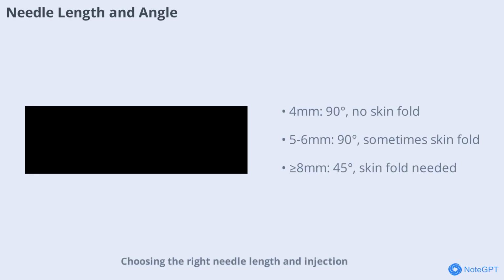Using the right needle length and injection angle is important for effective insulin delivery. Shorter needles, such as 4 mm, are typically used at a 90-degree angle and usually do not require a skin fold. Longer needles, like 5 or 6 mm, may also be used at 90 degrees but sometimes need a skin fold. Needles 8 mm or longer are generally used at a 45-degree angle and require a skin fold to avoid injecting into muscle.